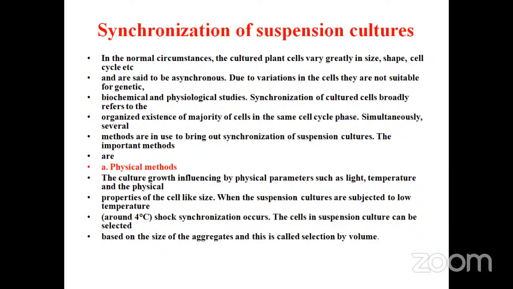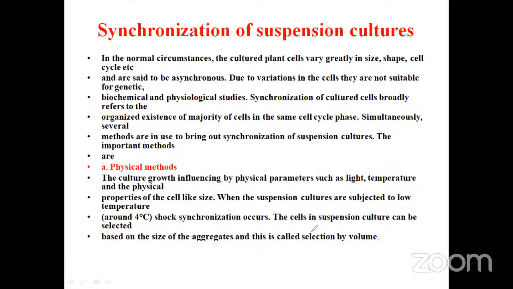So what is synchronous? Synchronous means all are the same. That means if you take a group of cells, the cell size, cell volume, cell growth, and cell division stages are also at the same level. But what happens during the culturing process? In a normal situation, cultured plant cells vary greatly in size, shape, and cell cycle stages also. This is said to be asynchronous. This is called an asynchronous process. It is not synchronous.